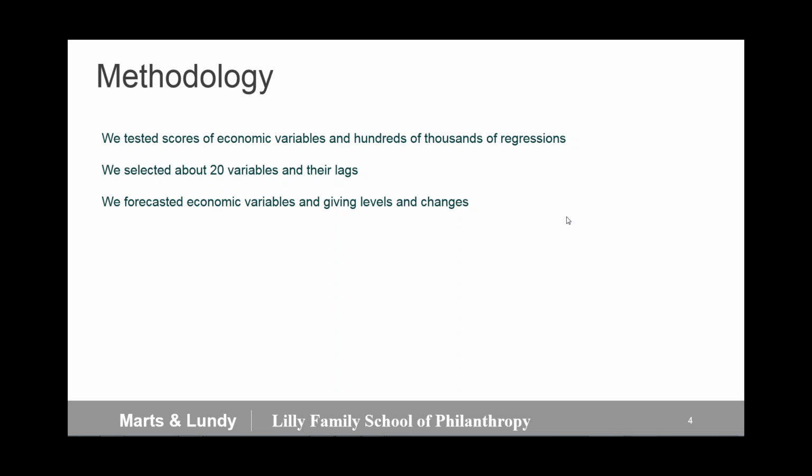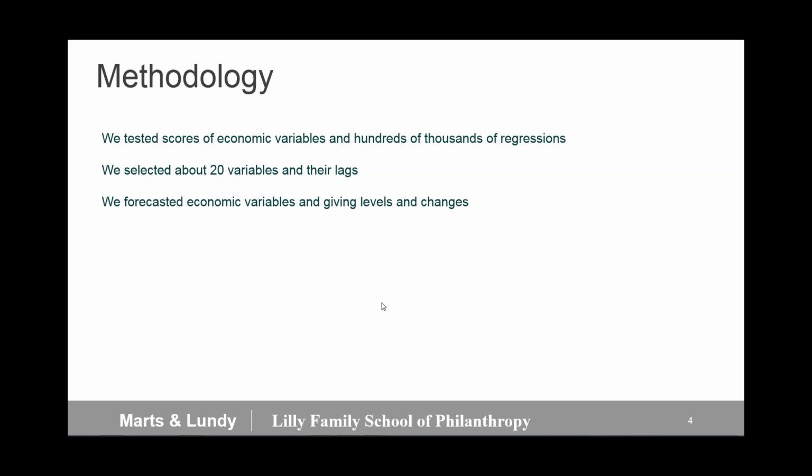First, the methodology. As an economist, I could spend all day talking to you about the initial building blocks of this model, but I'll try to keep this at a very high level so that we can get to the results. So just by way of background, we, the research team here at the Lilly School, tested scores of economic variables and hundreds of various models. In fact, the combinations of variables and models were in the thousands of regression models. Based on these initial testing and the development of these models, we selected 20 key variables as well as their lags. So we look at the current impact of these variables on giving, but also the past impact.